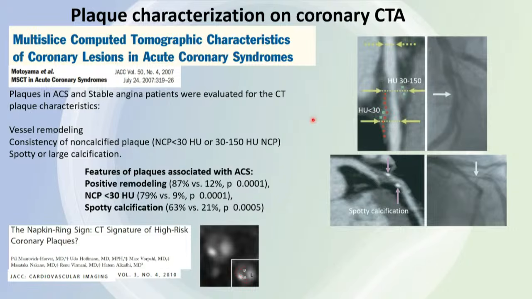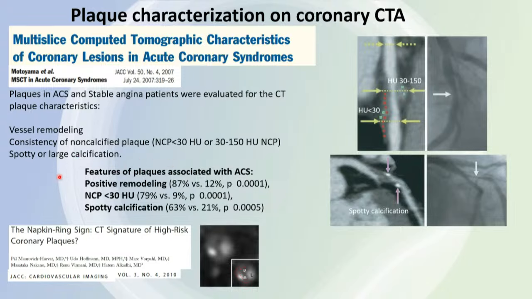It wasn't a big study. I think it was about 40 patients in each group. And they looked at these characteristics of plaque: positive remodeling, vessel remodeling, non-calcified plaque, which was either low attenuation plaque, Hounsfield units less than 30, or more of a fibrofatty plaque, 30 to 150 Hounsfield units, and spotty or large calcifications.